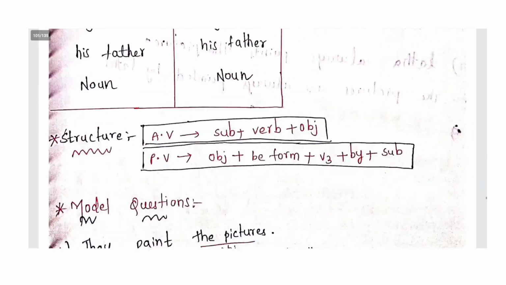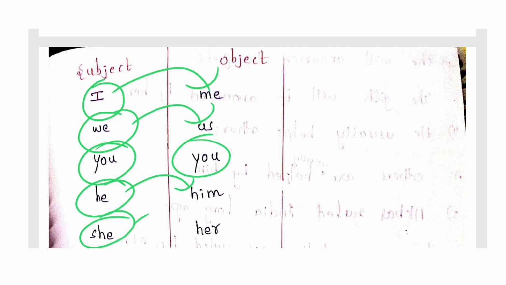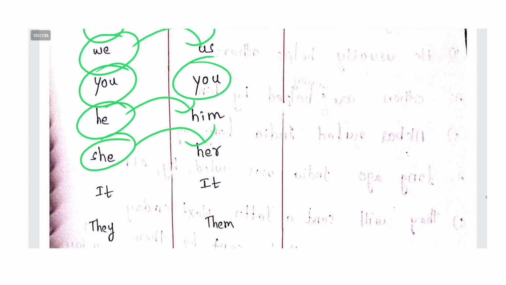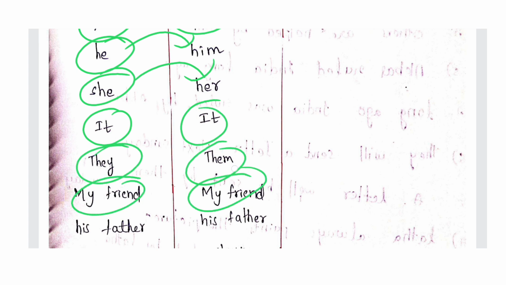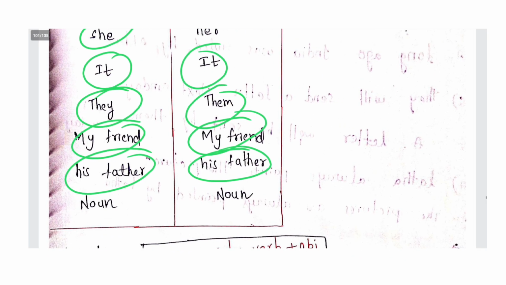And then next, here how we will change subject into object. Some pronouns: I will be changed into me, we will be changed into us, you will be the same you form, he will be changed into him, she will be changed into her, it will be changed into it, and they will be changed into them. My friend, his father, and nouns will remain the same.